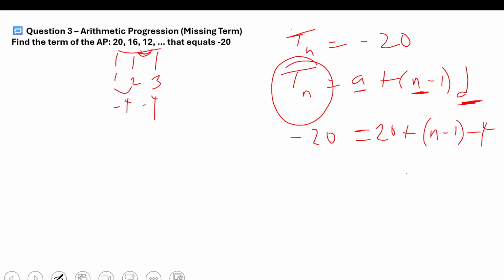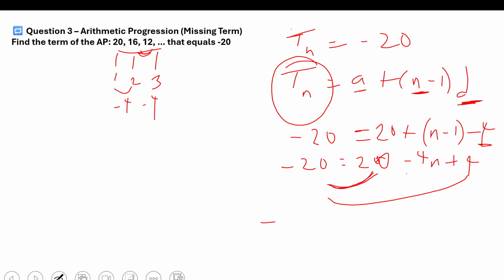So minus 20 equals 20, then open the brackets. Minus 4 times n is minus 4n, and minus 4 times minus 1 is plus 4. Now I will take every constant term to this side of the equation. The 20 goes across and becomes minus 20, and this minus 20 joins the minus 4 to make minus 4 equals minus 4n.